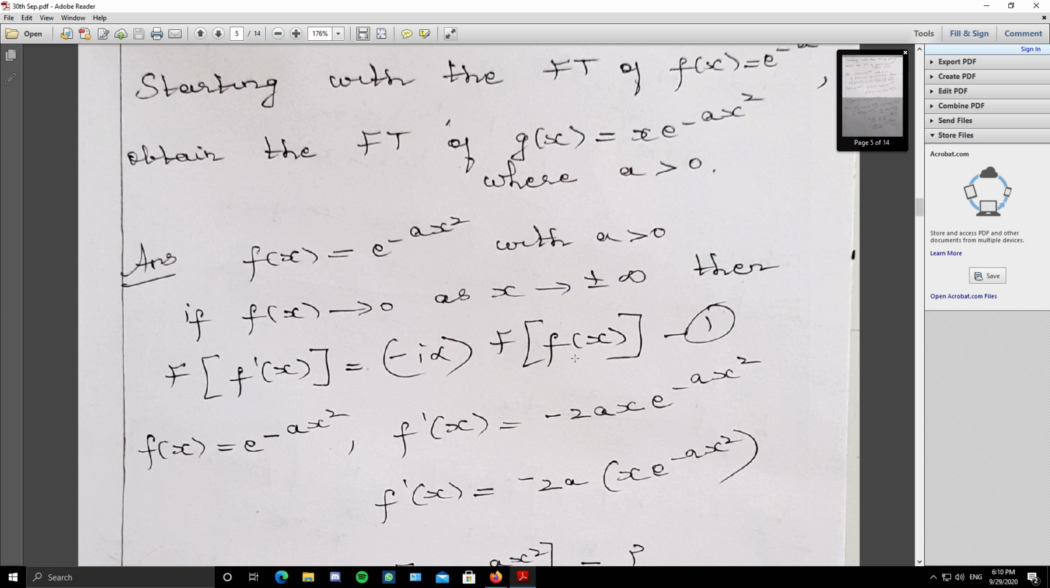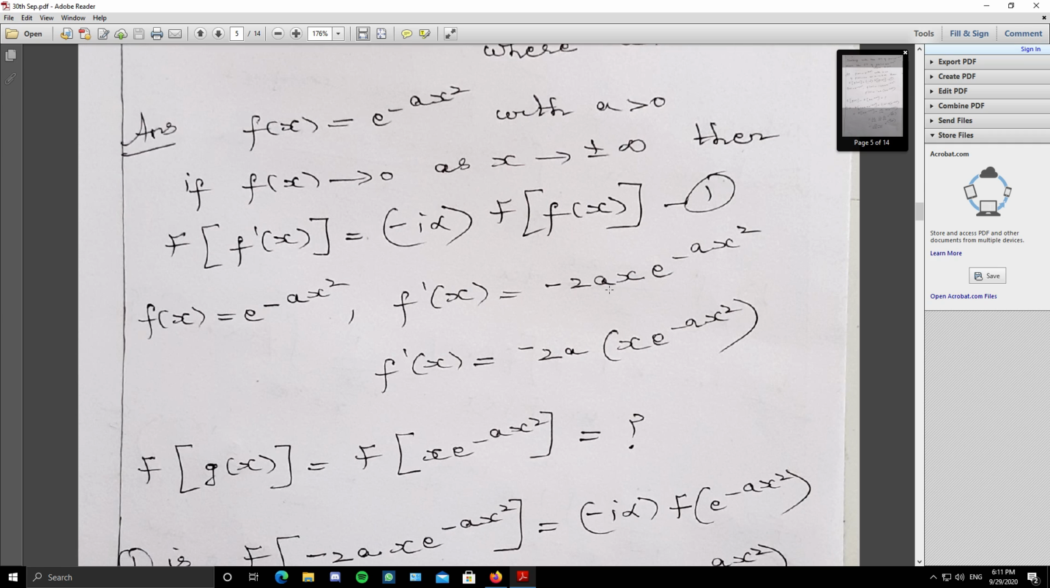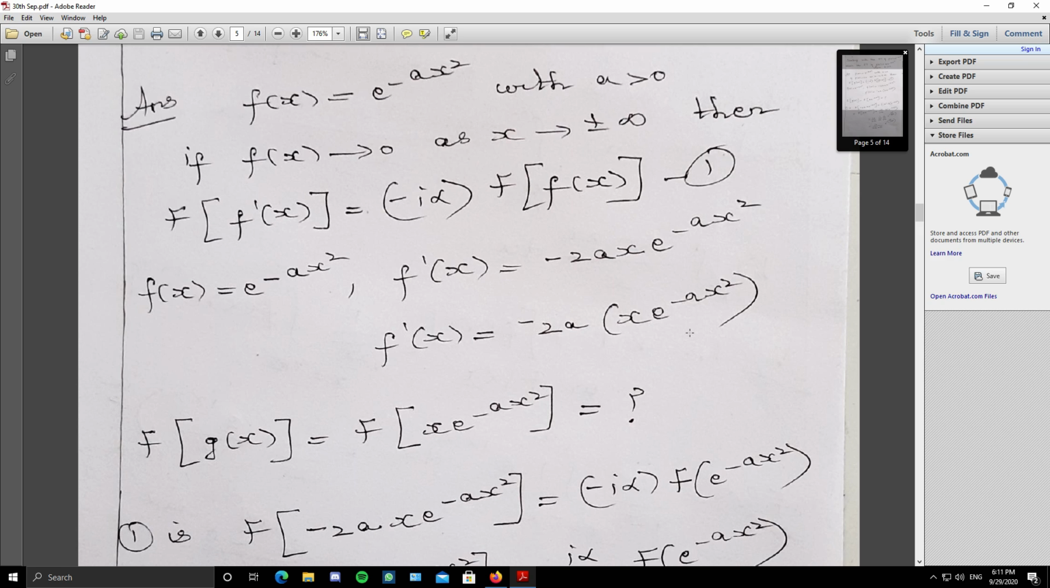So what is f of x? It is given to be e power minus ax square. What is f dash of x? E power minus ax square into minus a into derivative of x square, that is minus 2ax into e power minus ax square. What is the derivative of x square? 2x. So 2x into minus a into e power minus ax square. But 2a is a constant. So minus 2a into x e power minus ax square.